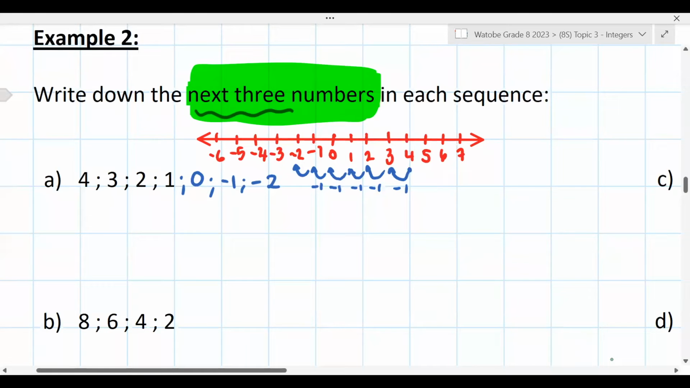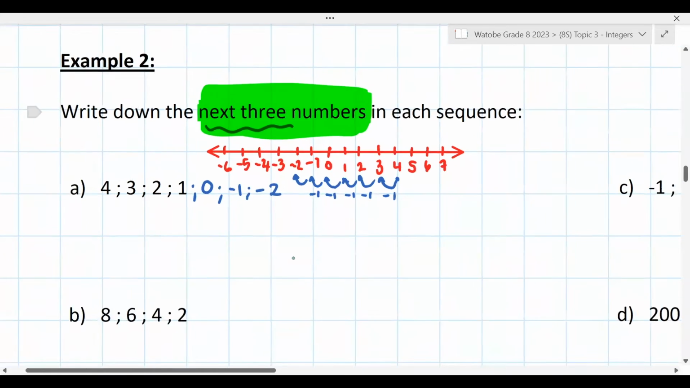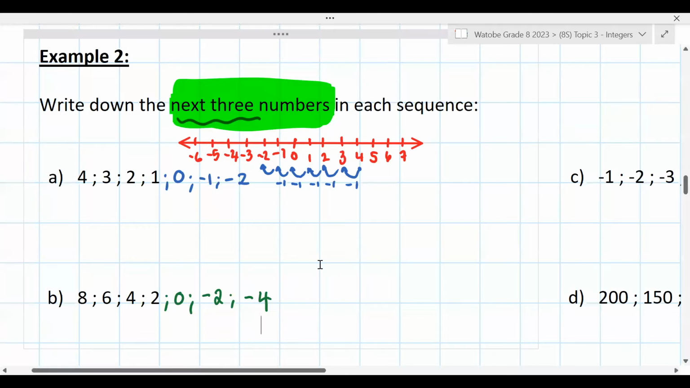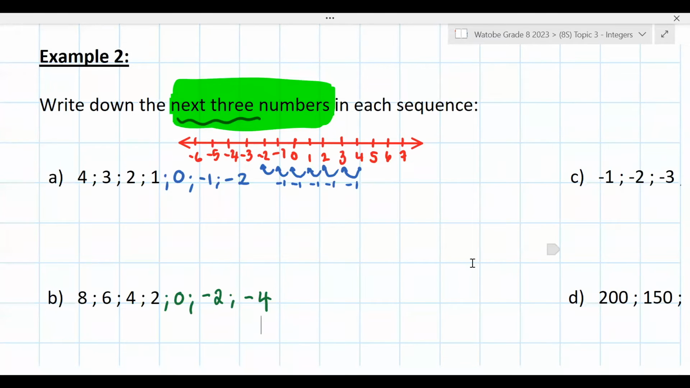Yes, ma'am. Okay, I'm ready. B is going to be you are subtracting 2 in each number. So it's going to be 0, -2, and -4. Well done. So those are our next 3 terms in our sequence.